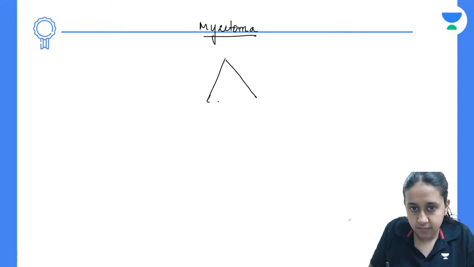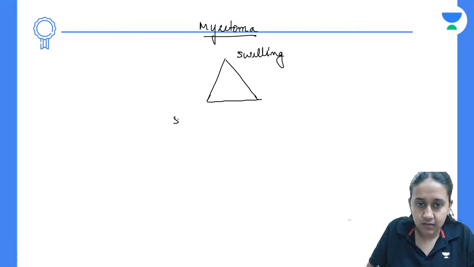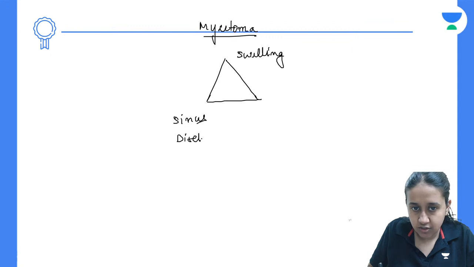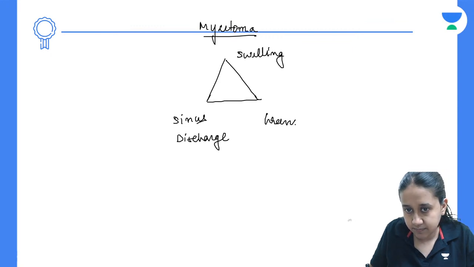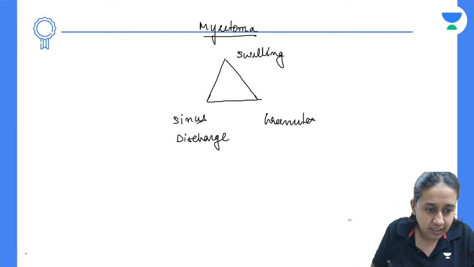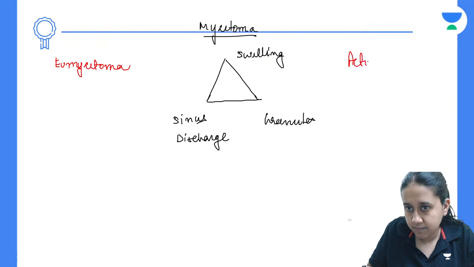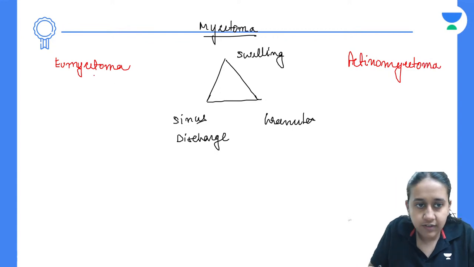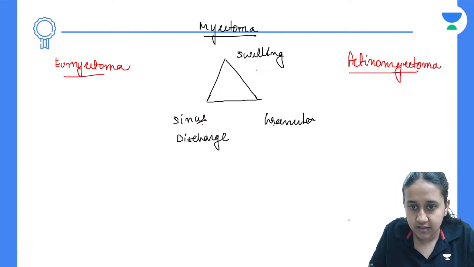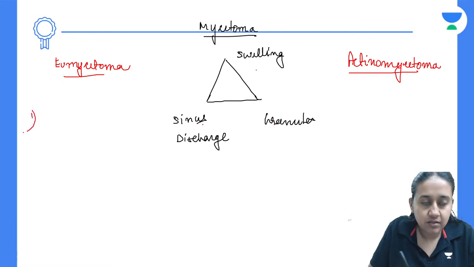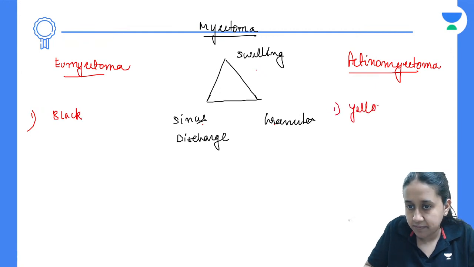It's a triad of swelling, sinus discharge, and granules. We have two types of mycetomas, eumycetoma and actinomycetoma. Both of them will have the triad of swelling, sinus and granules. But the difference is the color of granule here is black, while the color of granule here is yellow to red.